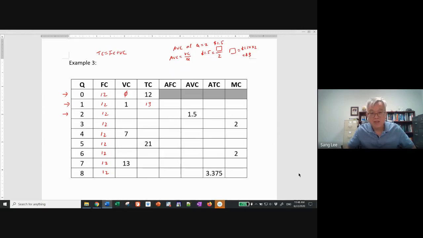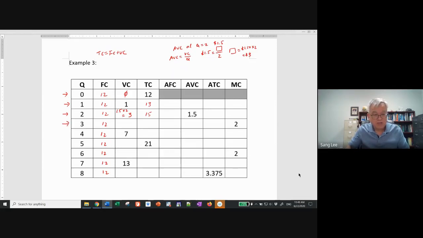So you do not know variable cost, but you do know average variable cost. Then you can always figure out variable cost by multiplying average variable cost by quantity. So $1.50 times 2 is now what? 3. So variable cost is 3. Then now you do know fixed cost and variable cost, so total cost should be 12 plus 3, which is what? 15.